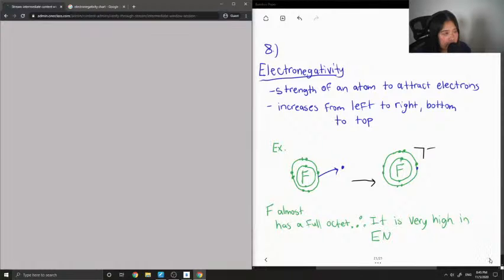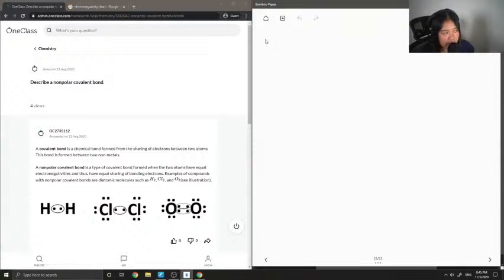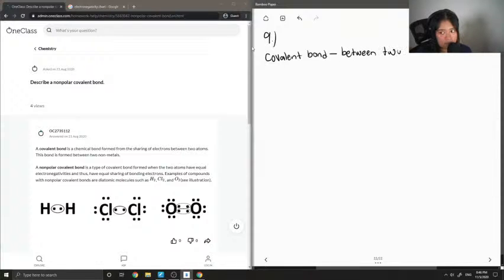Okay, so now let's move on to question number 9. Describe a nonpolar covalent bond. Okay, so let me just write out the definition for covalent bonds in general. A covalent bond is between two nonmetals and it also involves the sharing of electrons.